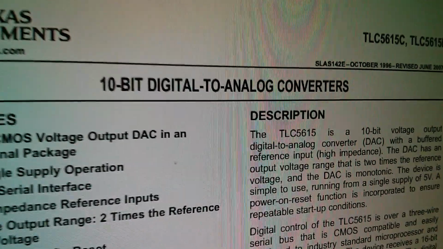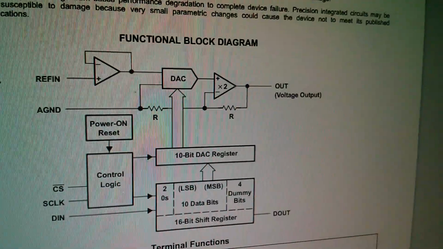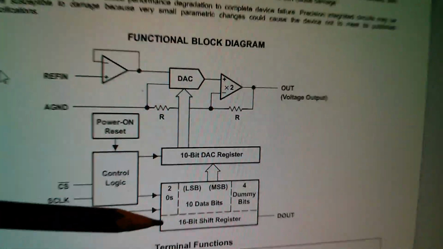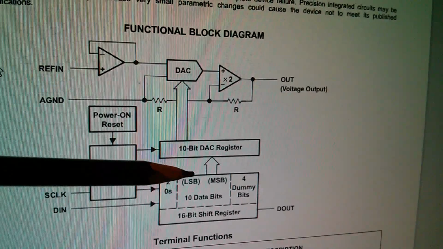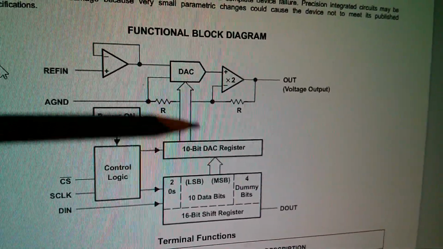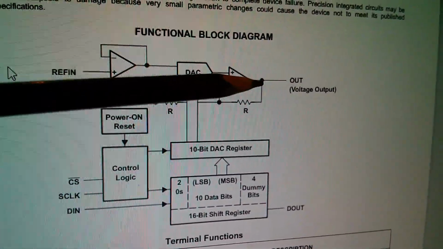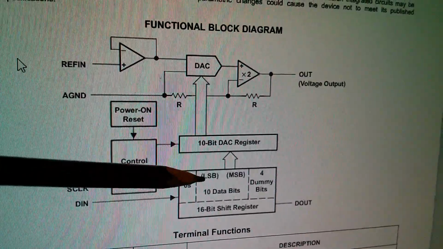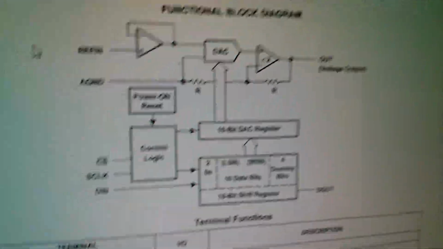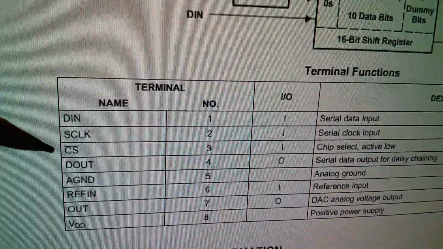TLC5615 is a Texas Instruments 10-bit digital to analog converter. So in the functional block diagram, we have a 16-bit shift register. Some of that is just dummy bits. That's copied into a 10-bit DAC register, and that goes to the DAC there. So the output voltage will be a ratio of the input voltage defined by the 10 bits of the data here. Now, in terms of signals, we've got D-in, S-clock, chip select.